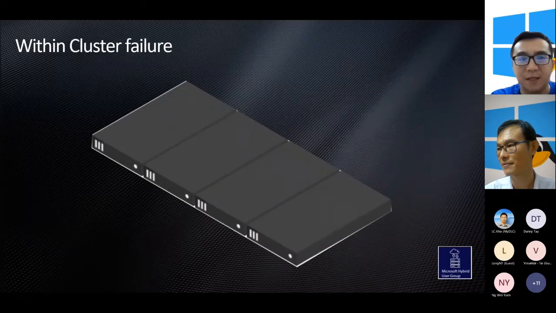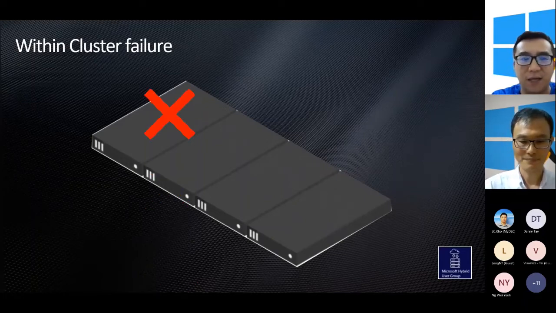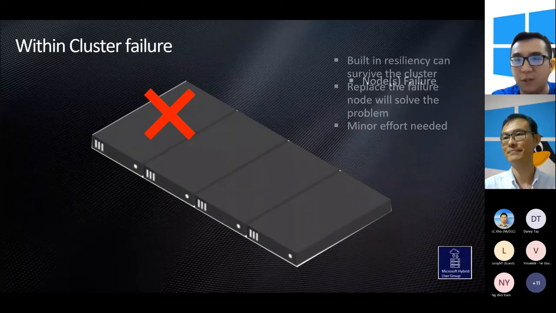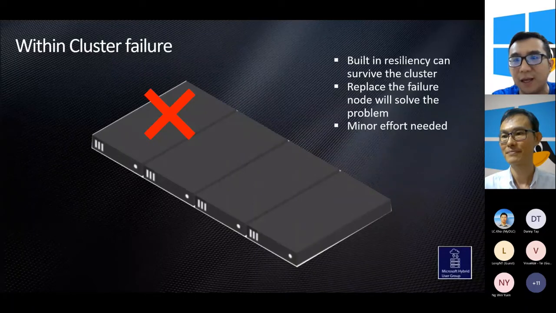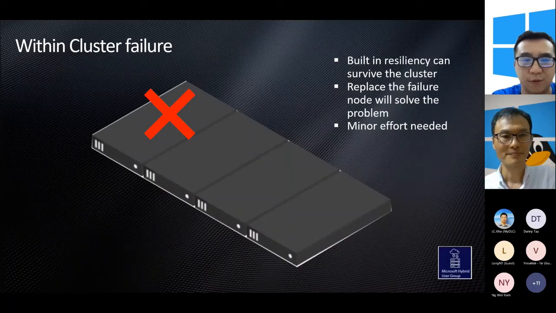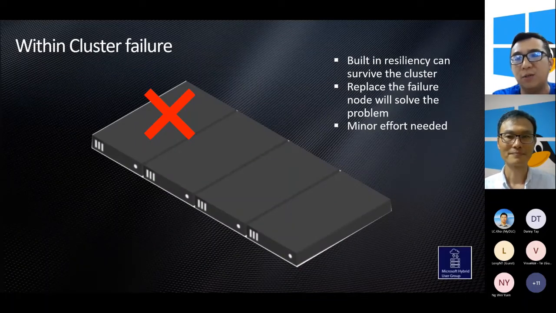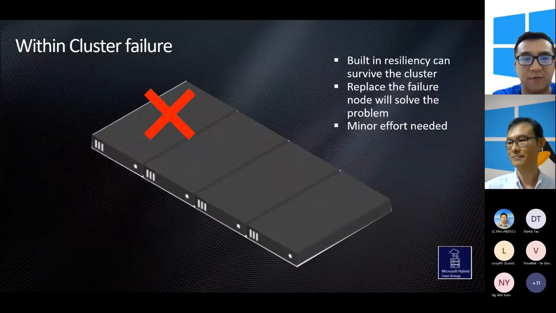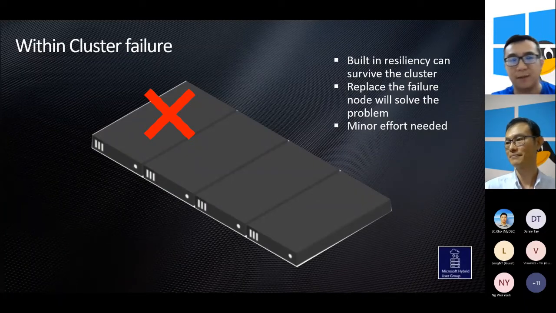For the within cluster failure scenario, here one entire node fails. This is node failure, and you can still survive. The built-in resiliency can survive the cluster if one of the nodes fails. For a 4 node setup, it can allow a maximum of 2 nodes to fail. So 2 node failures is still no problem. What you need to do is just replace the failed node, and it will solve the problem. Of course, minor effort is needed when you do the replacement, but it's a very easy step.